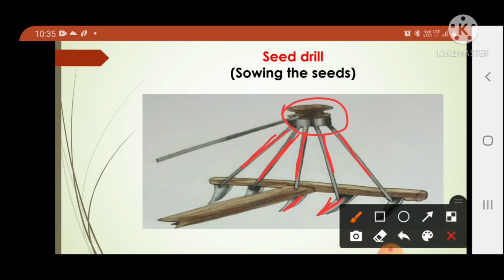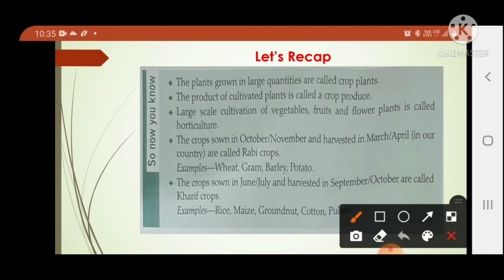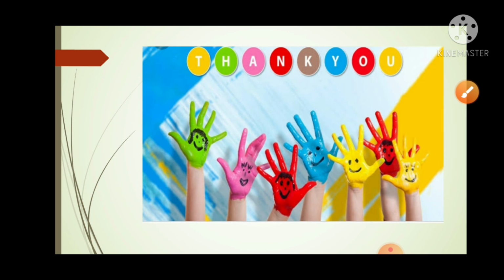That's all for today. Let's recap what we learned. So now we know the plants grown in large quantities are called crop plants. The product of cultivated plants is called crop produce. Large scale cultivation of vegetables, fruits and flower plants is called horticulture. The crops sown in October and harvested in March are called Rabi crops. Wheat, gram, barley are a few examples. Kharif crops are sown in June and harvested in September. Rice, maize, groundnut are a few examples. We also know about agricultural implements.